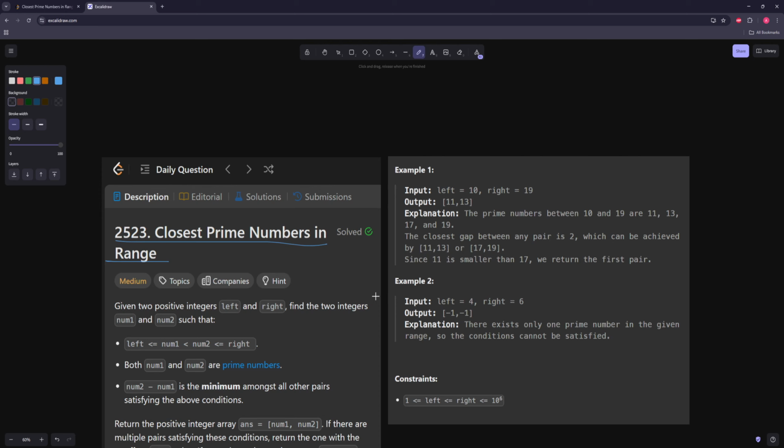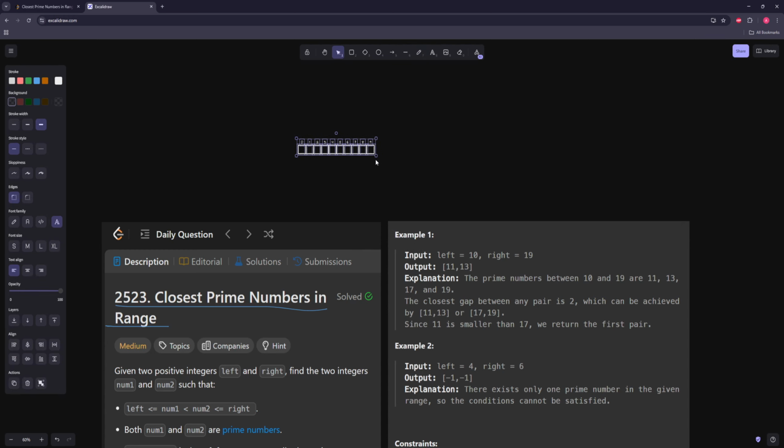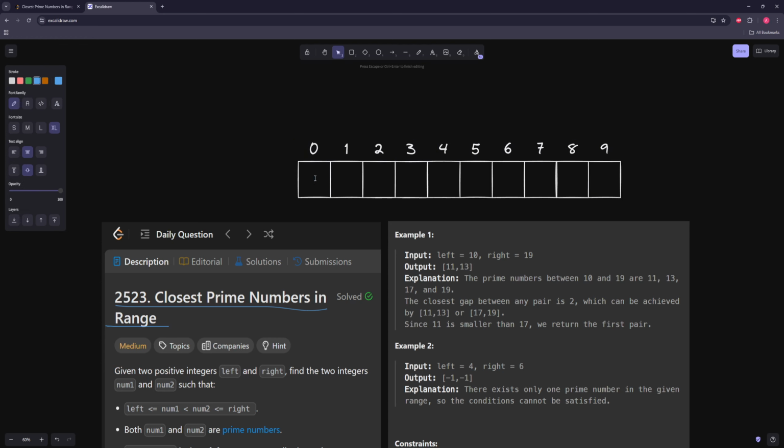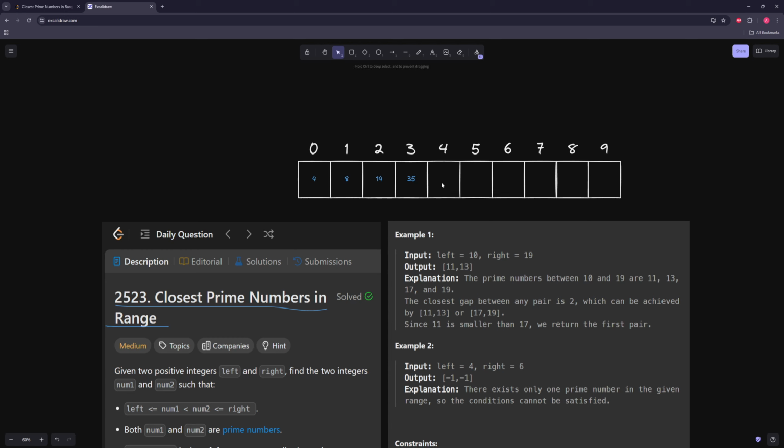So first of all, let's just say we have an array of a bunch of numbers in sorted order, because that's basically what we're going to do. We can go through left and right and figure out if numbers are prime. So if we have an array of numbers in sorted increasing order, let's say we have 4, 8, whatever, and so on. Or I guess it's not sorted. 14, 34, and so on. So yeah, let's just leave it here.